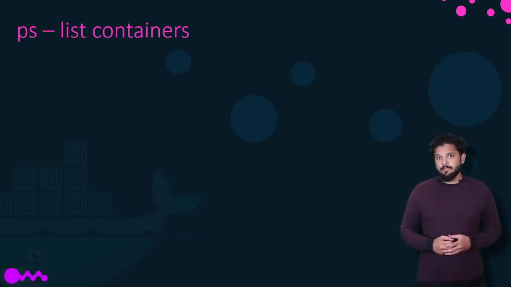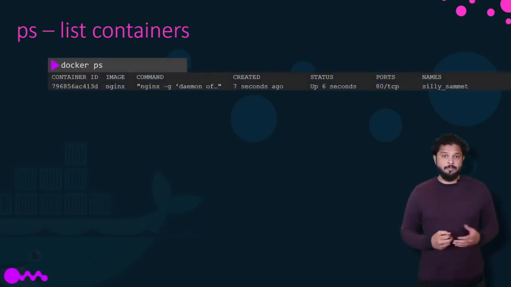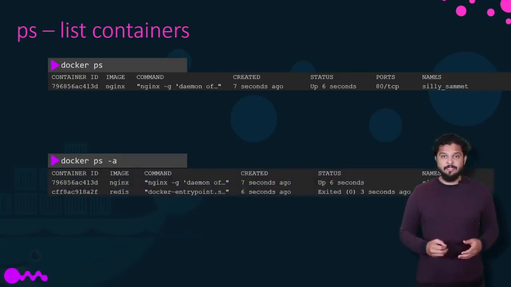The docker ps command lists all running containers and some basic information about them, such as the container ID, the name of the image we used to run the containers, the current status, and the name of the container. Each container automatically gets a random ID and name created for it by Docker, which in this case is silly_samet. To see all containers, running or not, use the -a option. This outputs all running as well as previously stopped or exited containers. We'll talk about the command and port fields shown in this output later in this course. For now, let's just focus on the basic commands.